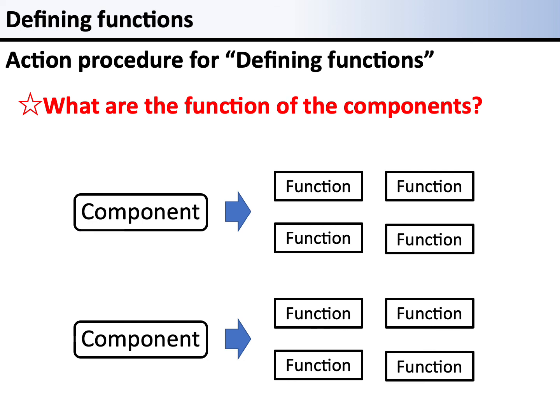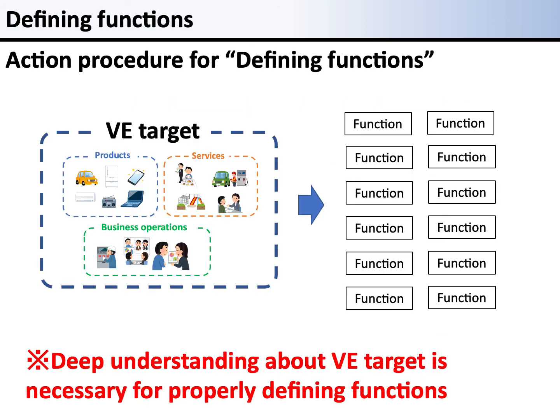Next, you should define functions that should be performed by each of the divided components. Since a single component may perform multiple functions, it is important not to overlook the necessary functions. Now, you may note that the VE target is recognized as a group of functions. Needless to say, it is important to be familiar with the VE target to properly define the function.